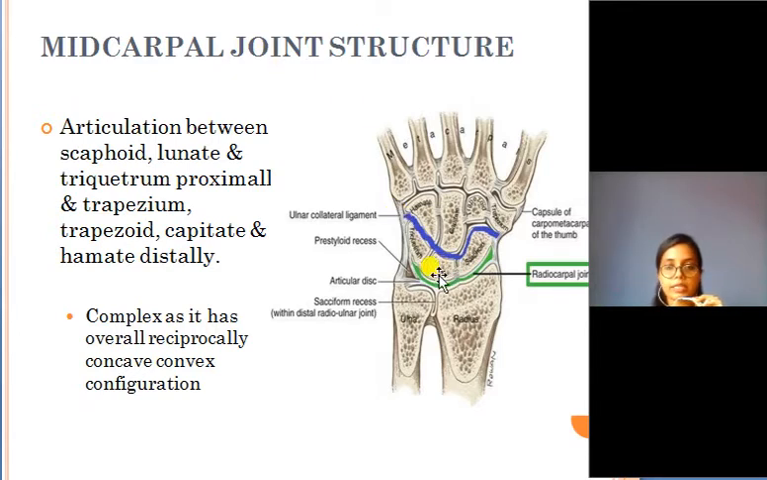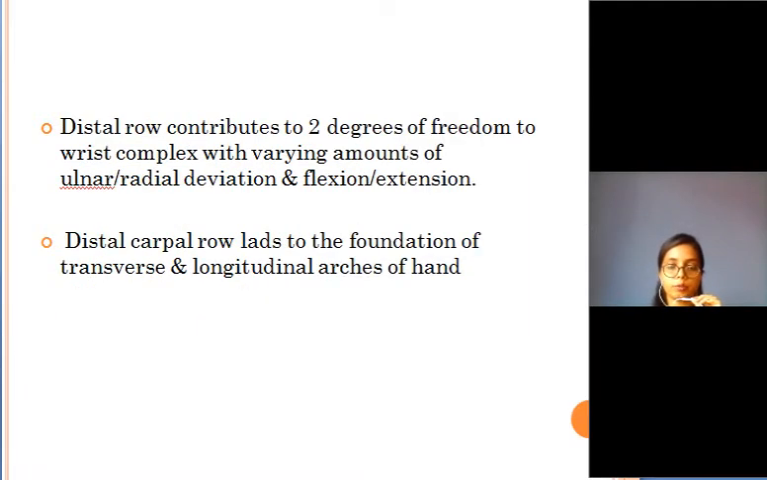As you can see here, it is a reciprocally convex and concave joint formed between the proximal and distal row of carpal bones. The distal row contributes 2 degrees of freedom, that is ulnar and radial deviation and flexion and extension. The distal carpal row forms the foundation for the transverse and longitudinal arches of the hand.